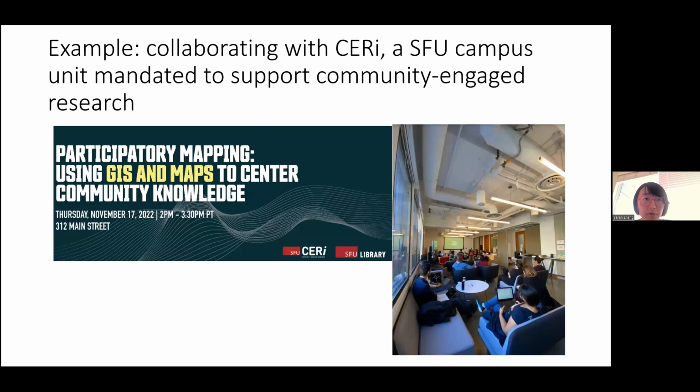And we collaborated with CRE, which stands for Community Engaged Research Initiative. It is an SFU campus unit mandated to support community engaged research. And we did a workshop named Participatory Mapping Using GIS and Maps to Center Community Knowledge. The event was really successful, attracting over 20 participants, including SFU students, researchers, and community members.